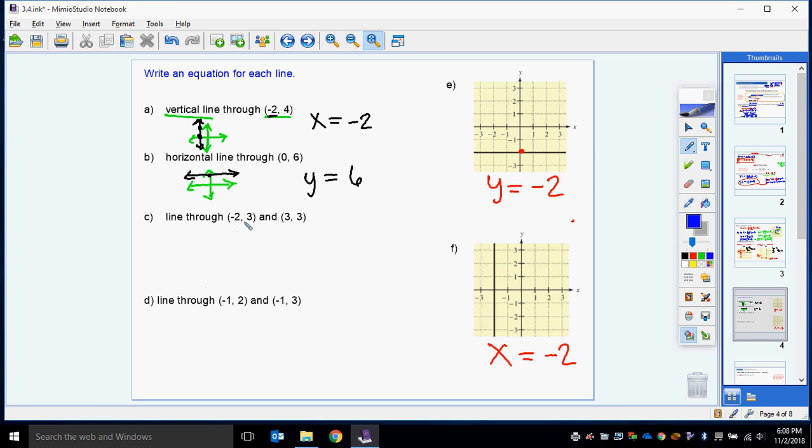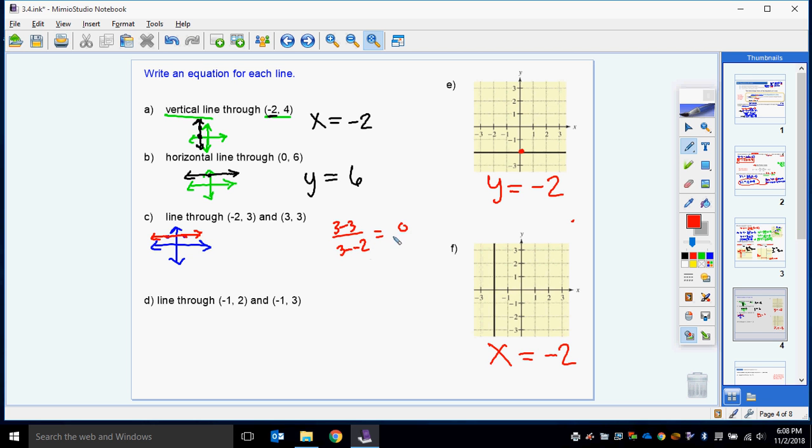A line that goes through the points (-2, 3) and (3, 3). We're trying to figure out the equation of this line. So you can either think about a little mini coordinate grid here, and (-2, 3) would be somewhere over here, and (3, 3) would be somewhere over here. So this looks like it's going to be a horizontal line. If you didn't want to sketch a picture, the other thing you could do is find the slope between these 2 points.